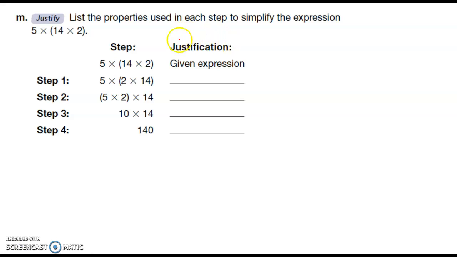Okay, let's do this one. It says list the properties in each step to simplify the expression 5 times parentheses 14 times 2. So that's our given expression. This is what they gave us in the problem. And what we've done from here to here is we've changed the order. We flip this, and when we change the order, it's commutative. We're doing multiplication, so you could say commutative property of multiplication.